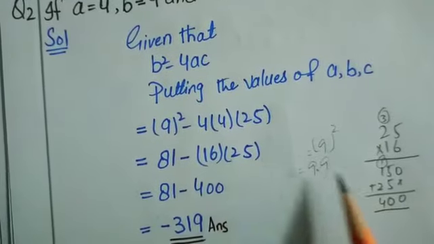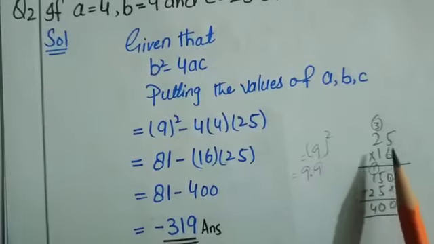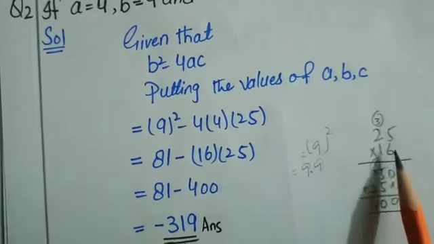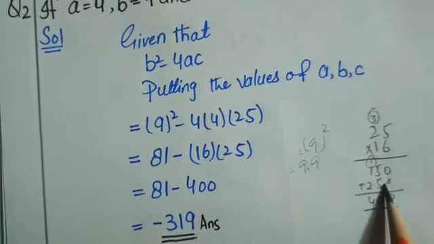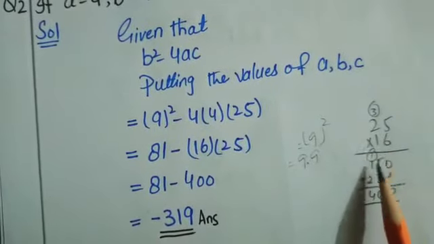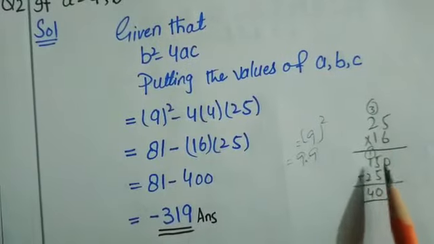Again we multiply this value right here. 6 fives are 30, 0 and 3 is carry. 6 twos are 12 plus 3 is 15. Put here a multiply sign. 5 ones are 5. 1 twos are 2. We add these values.